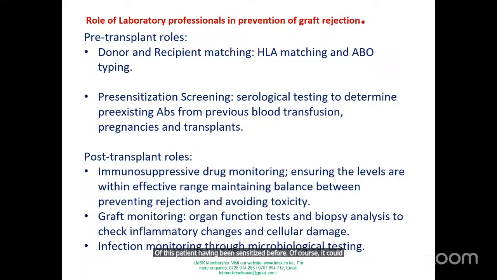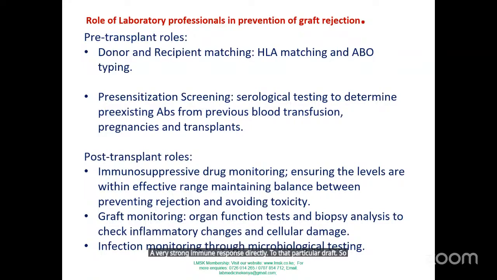Because it could be they have received a transfusion or even multiple transfusions before, or this patient could have suffered multiple pregnancies, or this patient would have received a transplant. And in that process, they got sensitized. And so therefore they have anti-HLA in their system. You introduce a new graft and then they are able to mount a very strong immune response directly to that particular graft.